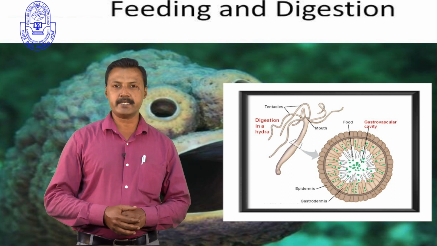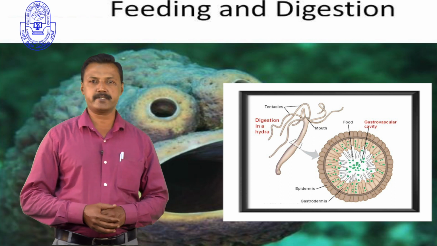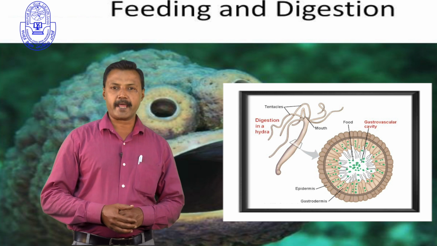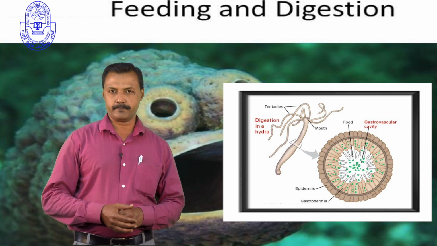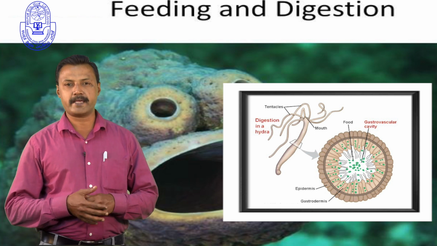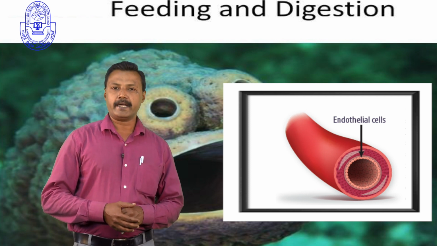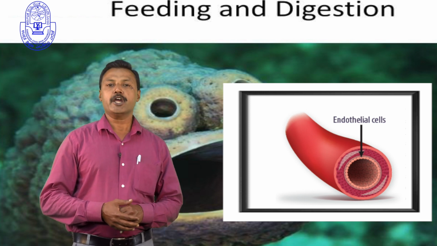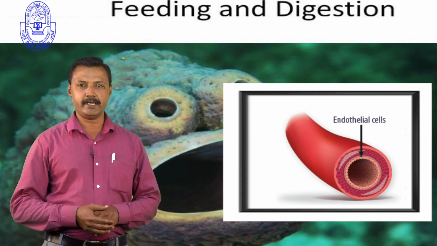So, these nematocytes feed upon small fishes and also certain prey which comes near the waving of the tentacles, and they are passed into the mouth region. So, this mouth region engulfs the food into the gastrovascular cavity. This gastrovascular cavity contains certain cells which we call the nutritive mother cells, and we also call them the endothelial cells.